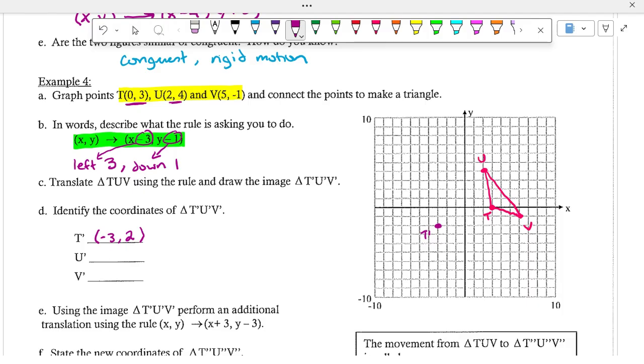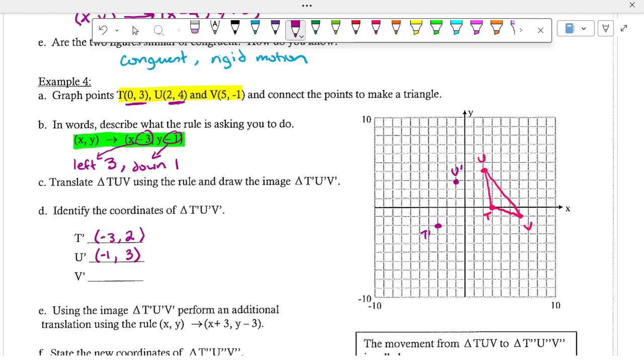U, so the point 2, 4. If I subtract 3 from 2, what do I get? Negative 1. If I subtract 1 from 4, what do I get? 3. So U prime is negative 1, positive 3. So right here.